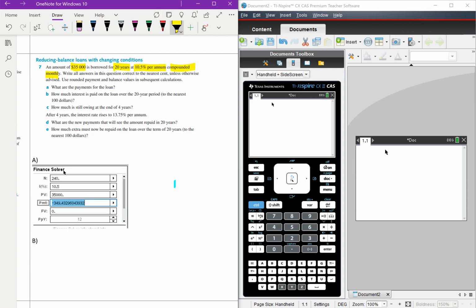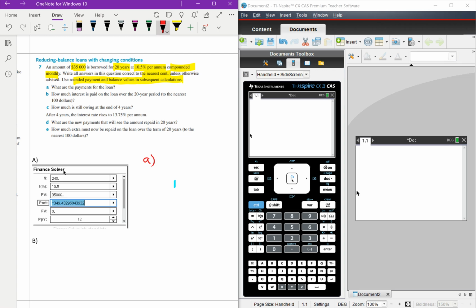Write all answers in the question correct to the nearest cent unless otherwise advised, and then use rounded payments and balance values in subsequent calculations. Okay, so that's going to be key. That means we're going to be rounding it and then using that next value. So part A asks you what are the payments for the loan. So you want to know how much you are repaying if you're borrowing $35,000 for 20 years and the rate is 10.5% per annum, compounded monthly.